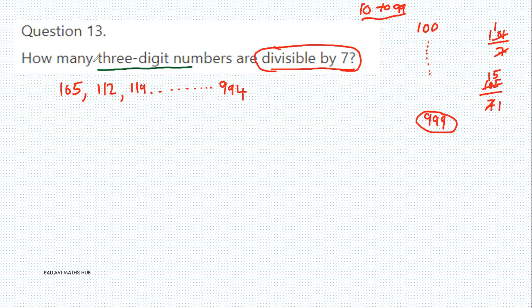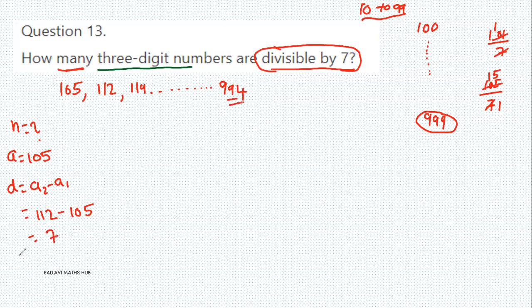Next, how many means n is equals to question mark. A is equals to first term 105. D is equals to A2 minus A1. The value of A2 is 112 minus A1 is 105. 112 minus 105 is 7. Now, last term is AN. AN is equals to 994. So these are the given things. First write given things on the left hand side.